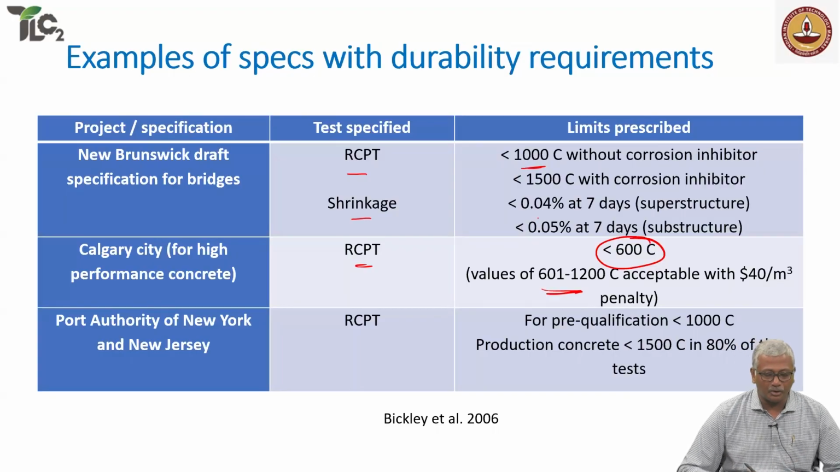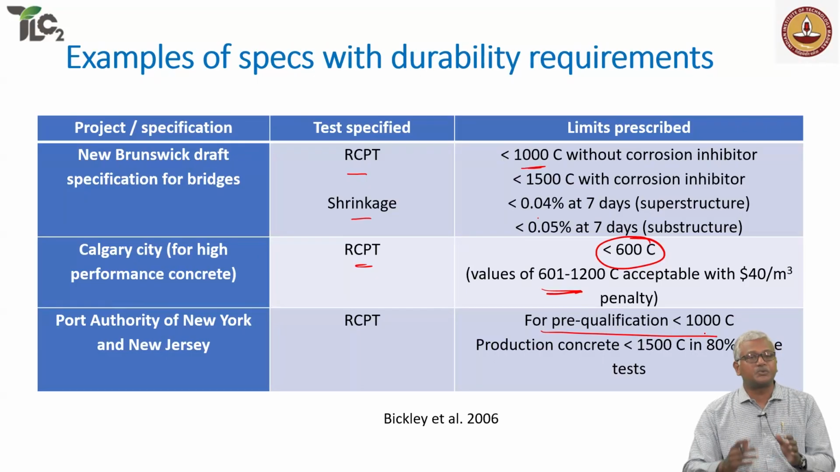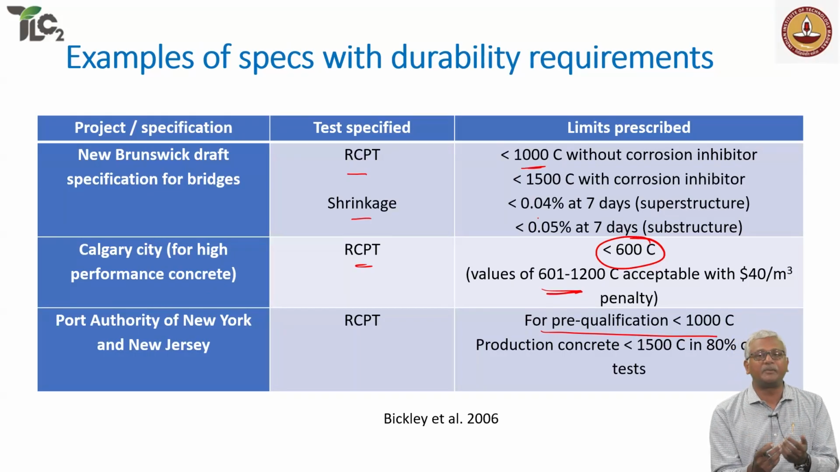In Port Authority of New York and New Jersey, RCPT was again used, and they said for pre-qualification, that means when the mix is actually tested in the lab, 1000 coulombs is the limit. But when you supply concrete to the site, you know that there's going to be a lot more variability. If you look at this test method carefully, it says that the variability can be as high as 20 to 40% in this test method.